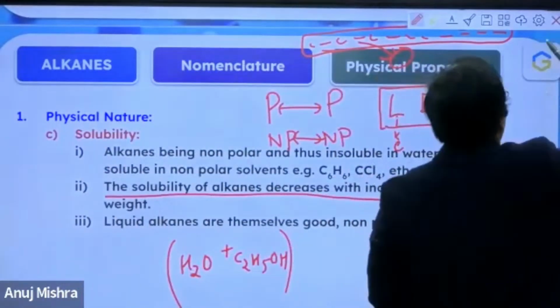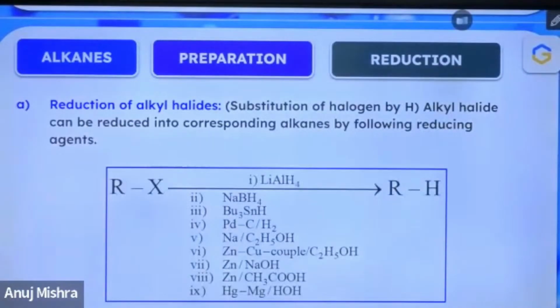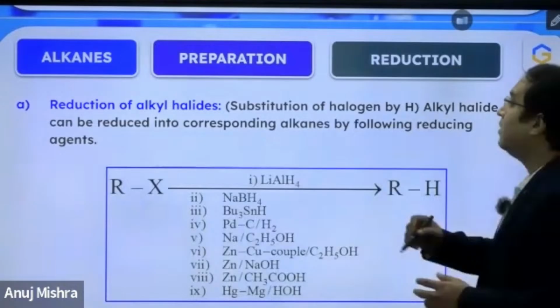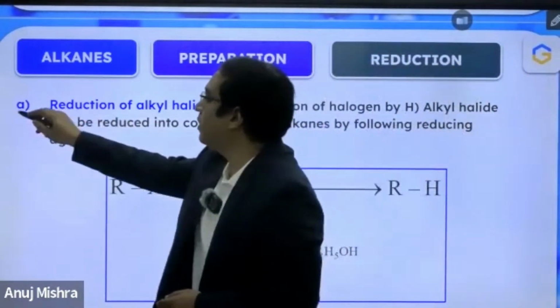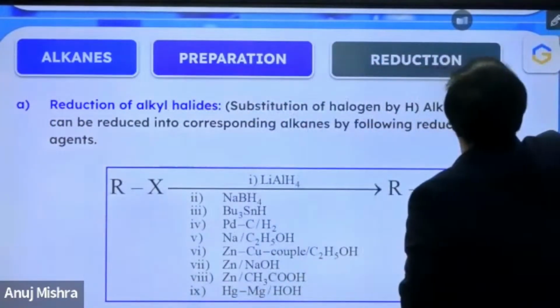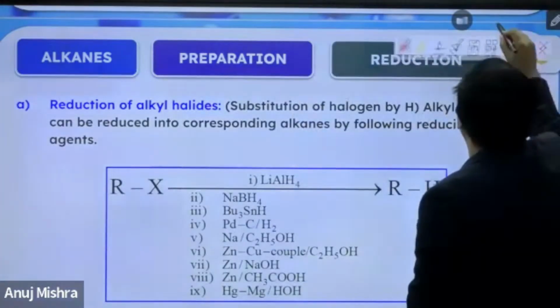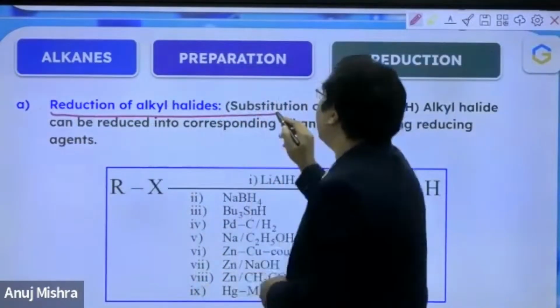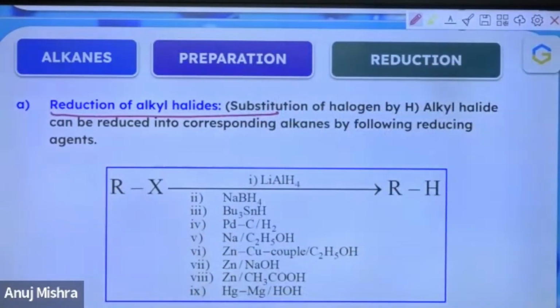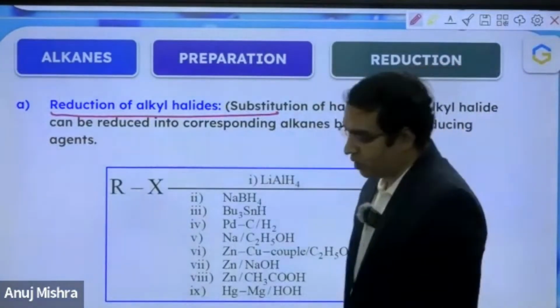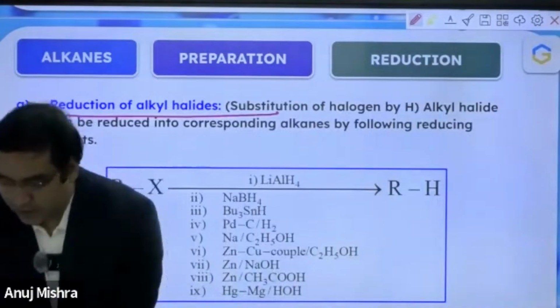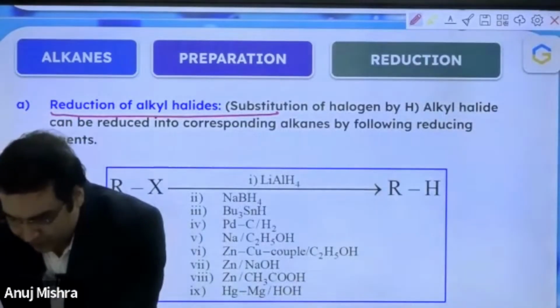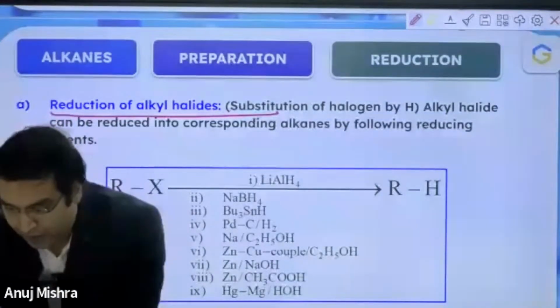Let's start. So write down the heading. Reduction of alkyl halide is the first preparation method of alkane. What are we trying to discuss? Preparation method of alkane. What is the first method? Reduction of alkyl halide. आप alkyl halide को reduce कर रहे हो. यहां से काम की बात शुरू होती है. Mechanisms, reactions ये सब आना शुरू हो जाएंगे धीरे धीरे. So the first is reduction of alkyl halide.